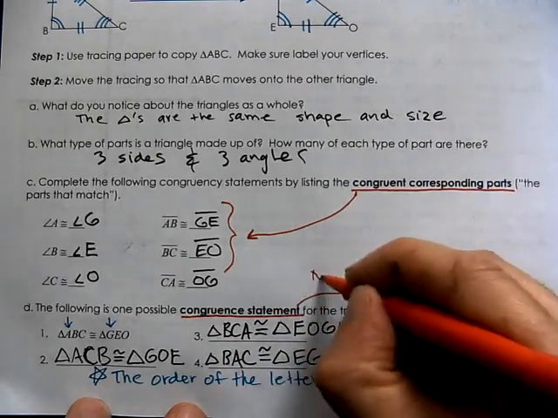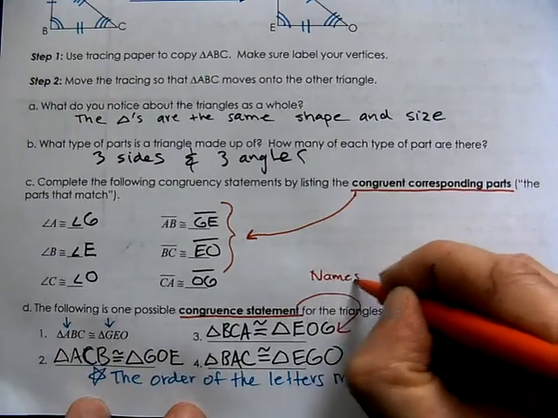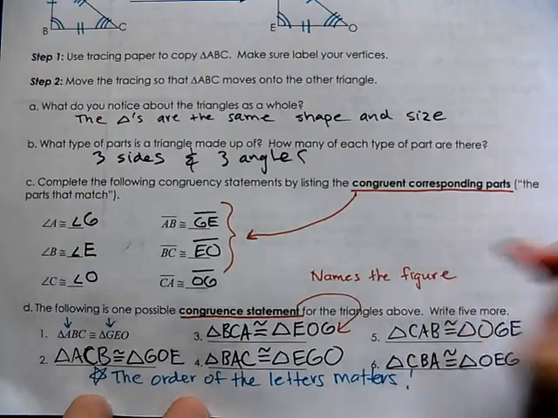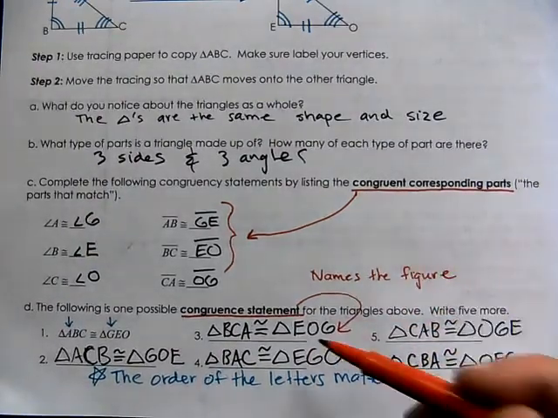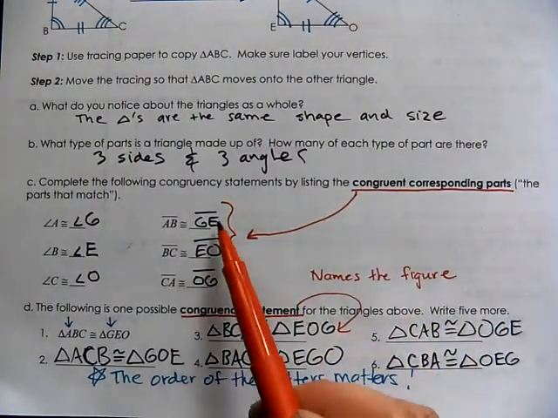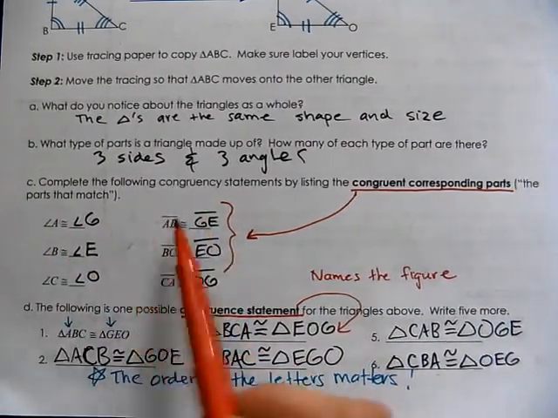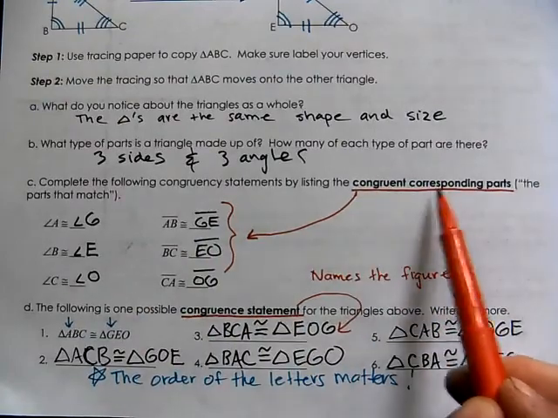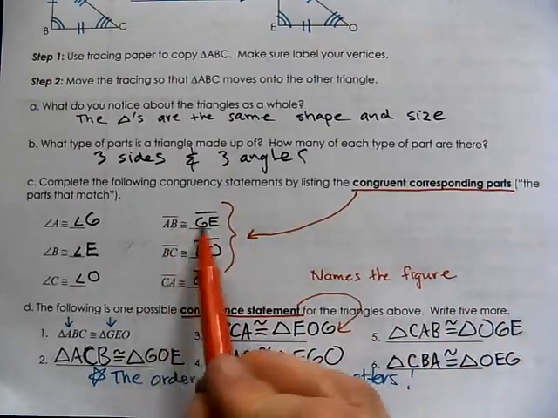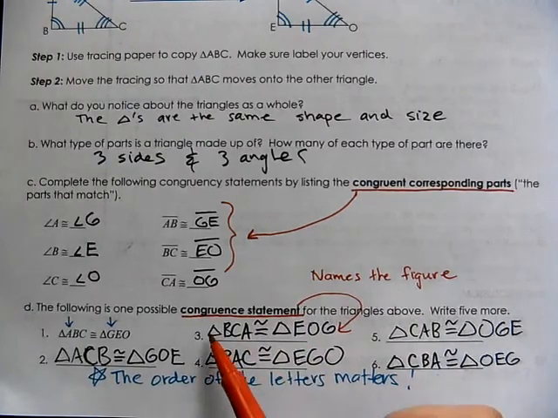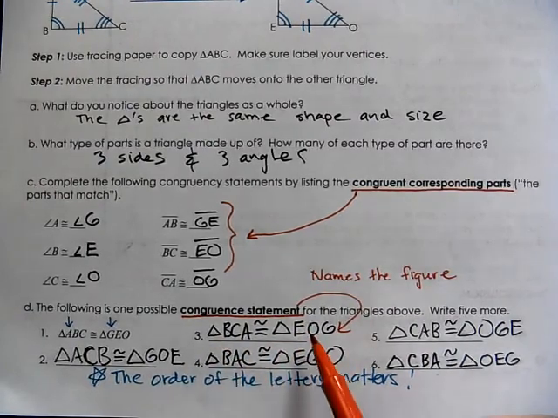So the congruence statement names the figure as a whole. If it's a triangle, we're naming the triangle. If it's a polygon, we're naming the polygon. Here we're naming segments, here we're naming angles, but it's not the whole figure of the triangle itself. So we just call these congruent corresponding parts, meaning these parts are sides, these parts are angles, and these are not parts, these are the figure as a whole. So the congruence statement is the statement that shows the entire figure is congruent to the other figure.